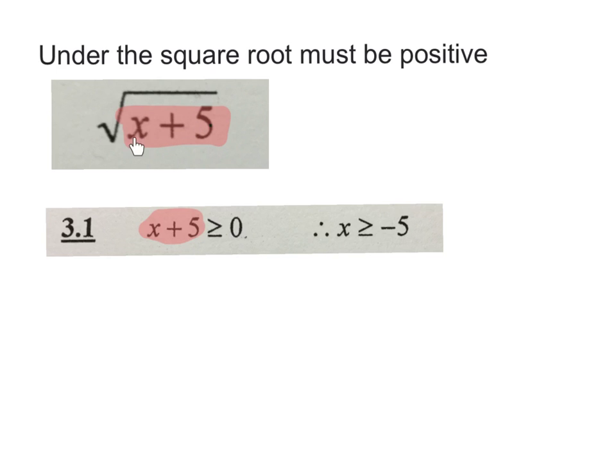In other words, if I put a minus 5 in there, plus 5 is 0, I'm allowed to have a 0. Let's take something bigger than minus 5, minus 4. Minus 4 plus 5 is plus 1, square root of plus 1 is positive. So I take the thing under the square root, I rewrite it, bigger than or equal to 0, take the 5 over, and then I get my restriction. x must be bigger than or equal to minus 5.